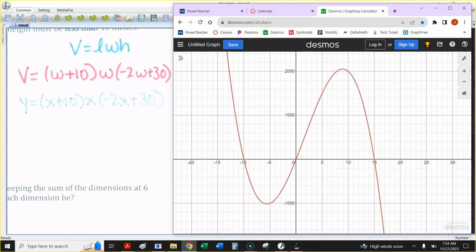And we want to know the maximum possible volume. Where do you think I could figure out, like what point would I look for to find the maximum possible volume there? What do you think? Like what point would I be looking at?